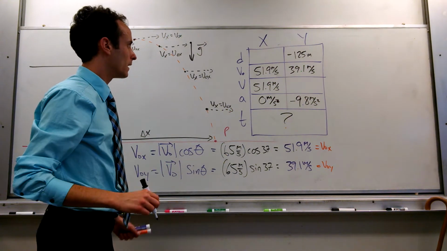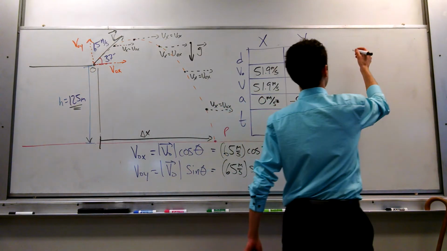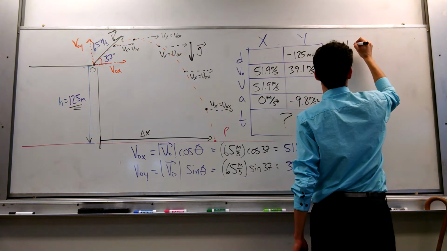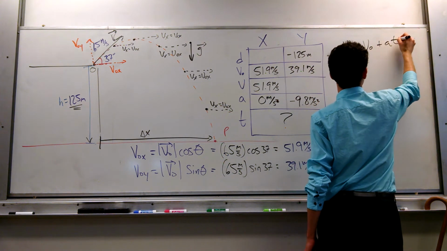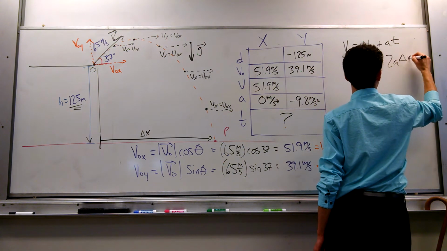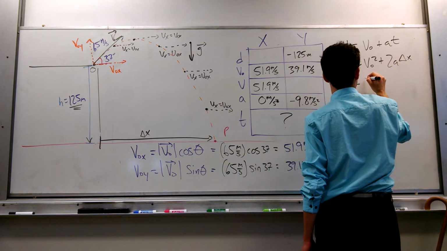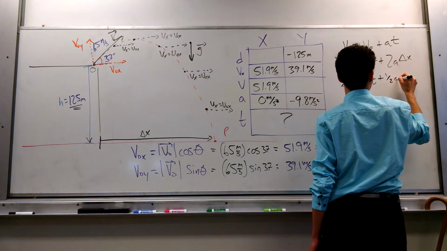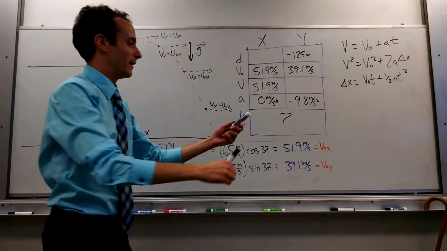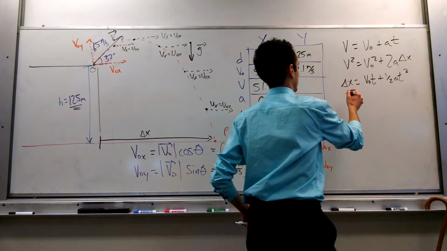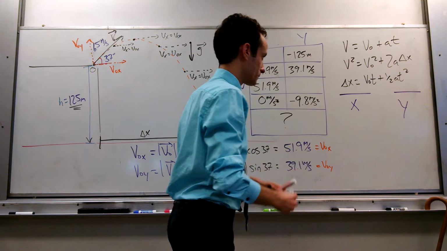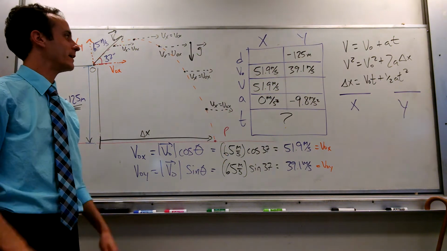Now let's look at, so now I have my equations, right? My kinematic equations. So it's going to be v equals v naught plus at, and then I have v squared equals v naught squared plus 2a delta x, and then I have delta x is equal to v naught t plus 1/2 at squared. So then I have to ask myself, which one of these should I use? There are x versions of these and y versions of these.